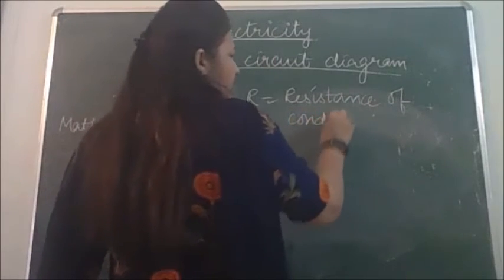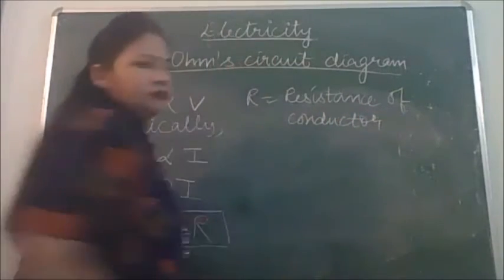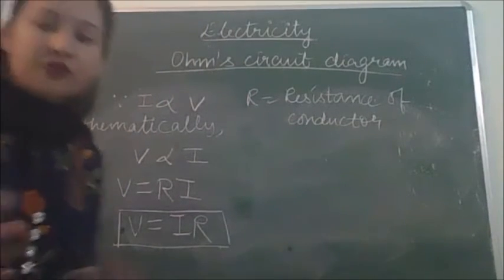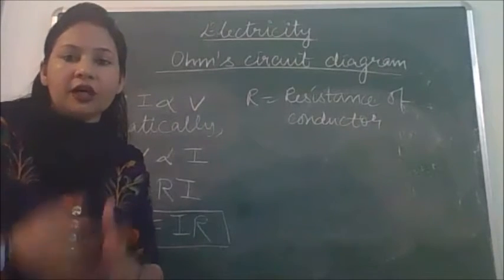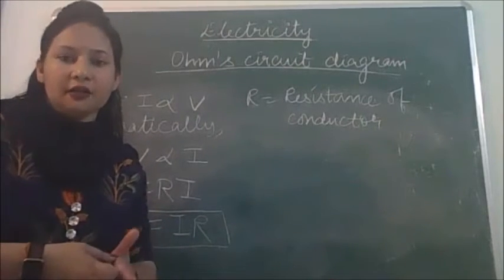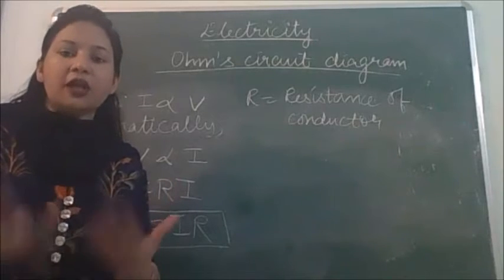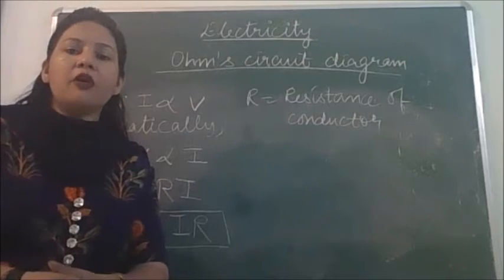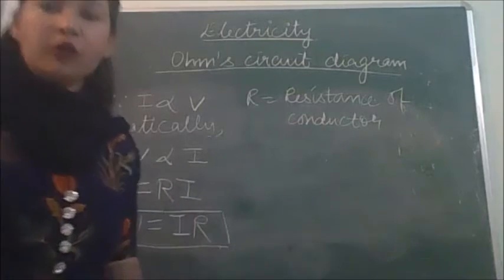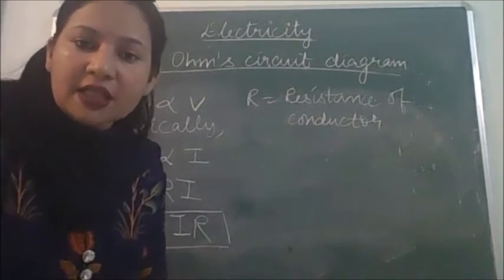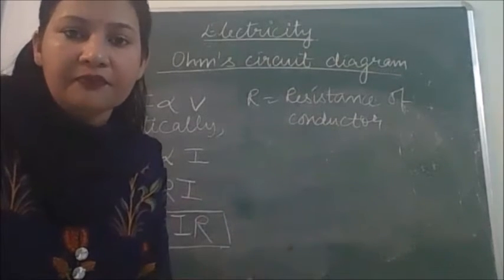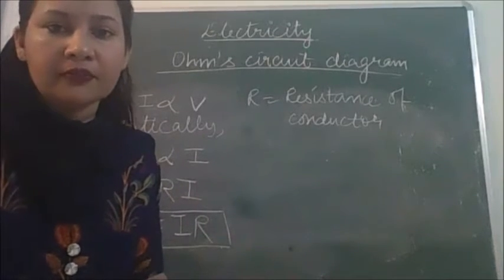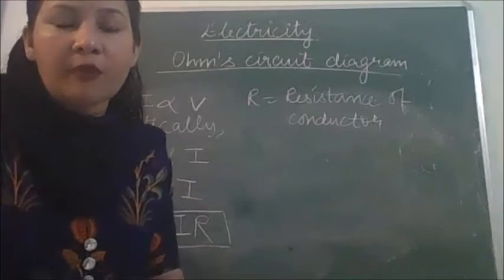R is resistance of the conductor. How do we define that? Resistance is the obstruction offered to the flow of current by a conductor. So when some current flows in a conductor, it always opposes that flow. It depends upon its own resistance. If the resistance of the conductor is less, it will oppose less. If the resistance of that conductor is more, it will oppose more. But it will offer some opposition always.